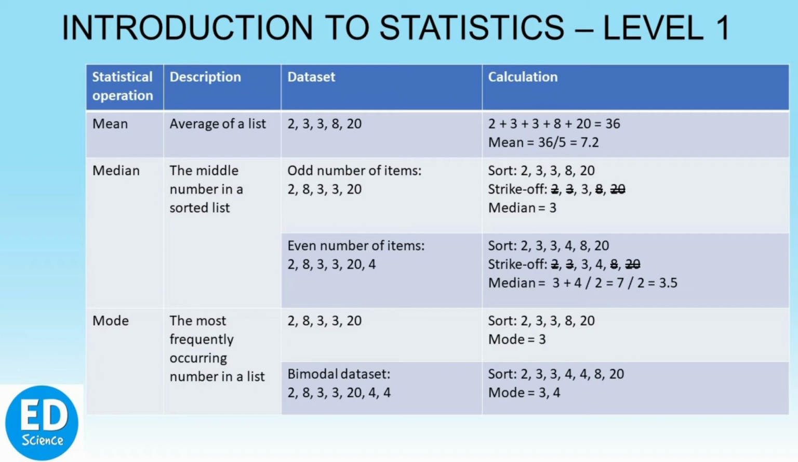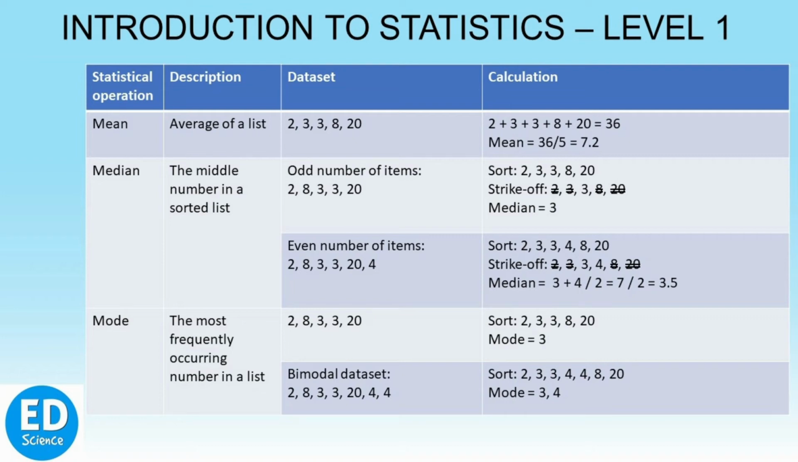To find the mean, we simply add the numbers and divide the total by the total number of items in the dataset. So when we add 2 plus 3 plus 3 plus 8 plus 20, we get 36, which we divide by 5 to get the mean 7.2. To find the median, we sort the numbers in an ascending order and then we strike off from both sides. Whichever number remains in the middle is the median. Median is the middle number in a sorted list. The list must always be sorted first.